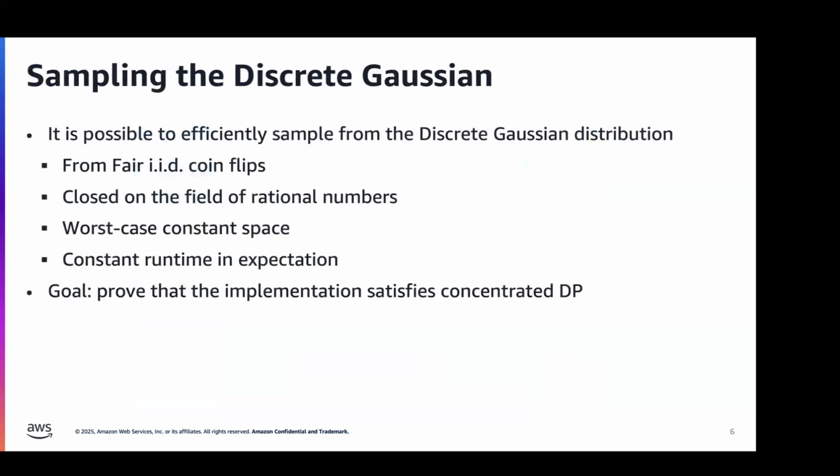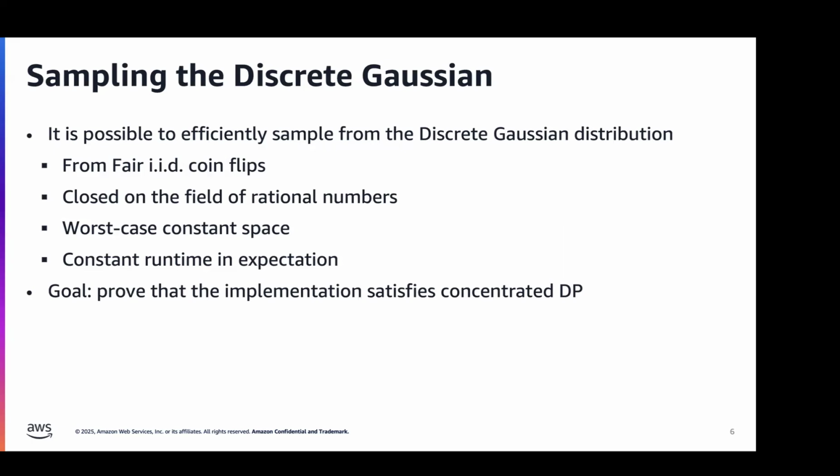The other property that is very important, because we need this to run efficiently, is that we can sample from this distribution. There are known algorithms to sample from the discrete Gaussian distribution, and they have a set of good properties. First, they can be implemented from just fair IID coin flips.